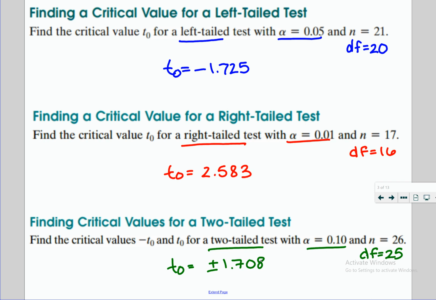not listed. Most of the ones you have will be listed though. Okay, does that make sense on getting these critical values?